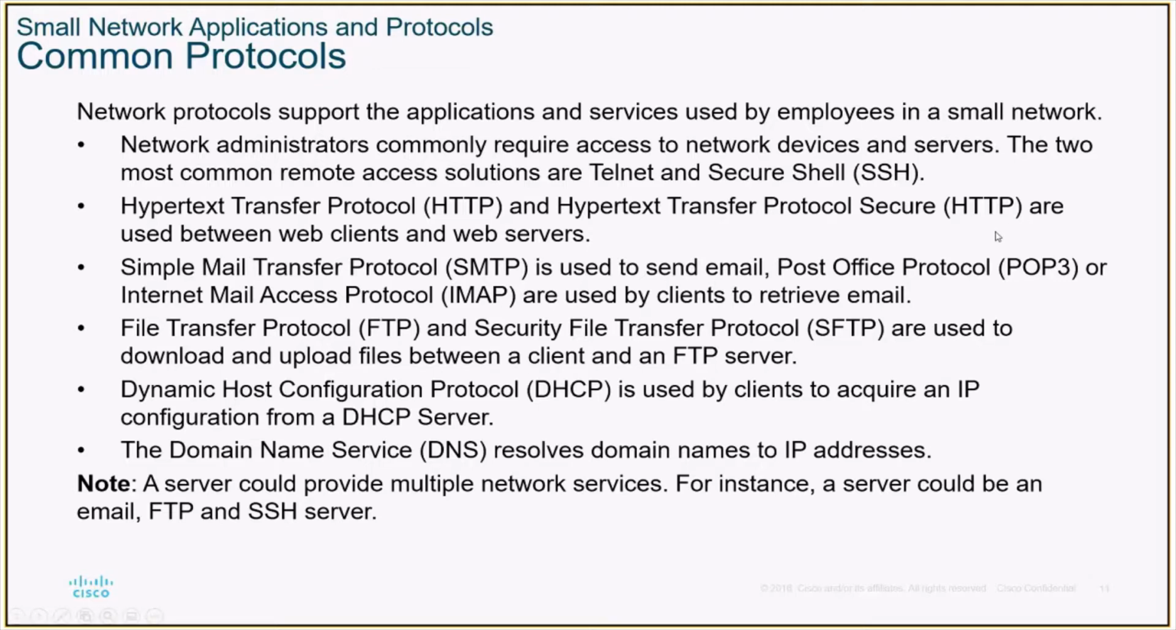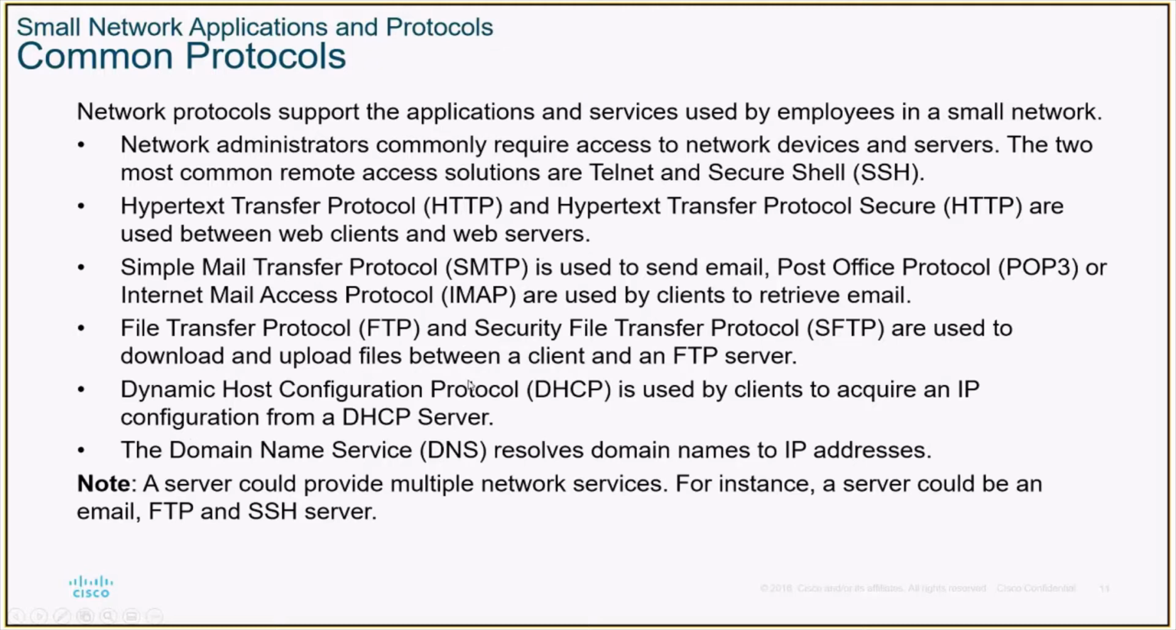Simple Mail Transfer Protocol is used to send email. Post Office Protocol or IMAP are used to receive emails. File Transfer Protocol or Secure File Transfer Protocol are used to download and upload files between a client and an FTP server. DHCP is used by clients to acquire an IP address from a DHCP server. Of course, DNS is used to resolve domain names to IP addresses.